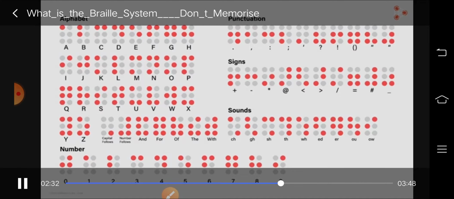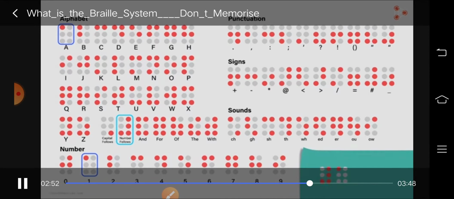But now I want you to observe something interesting. Look at the pattern for the digit 1 and the letter A. Aren't they the same? How does the visually handicapped person know whether it's an A or 1? For that, look at this pattern which says number follows. When we have this pattern in front of a pattern, it tells us that a number follows. So this here tells us that we are talking about the digit 1 and not the letter A. Similarly, this would be the digit 2 and so on.